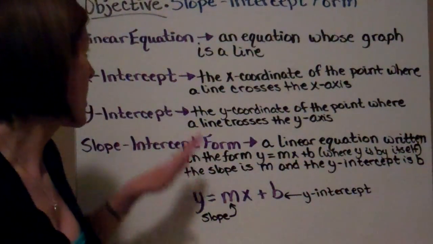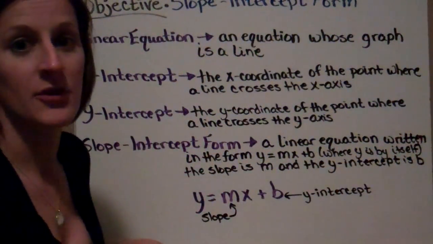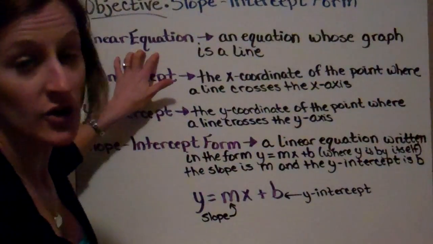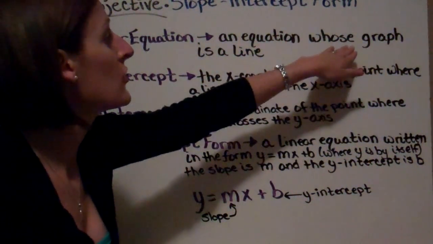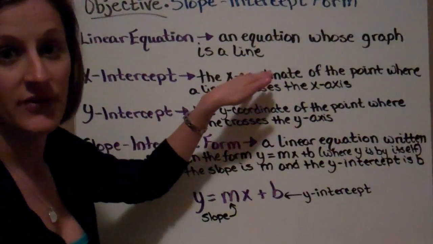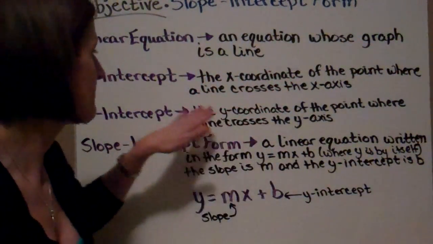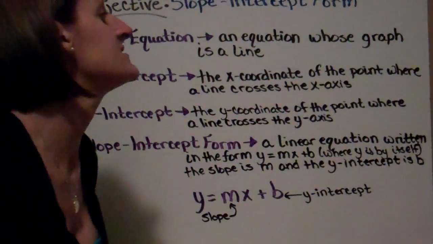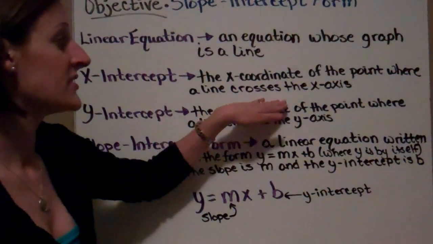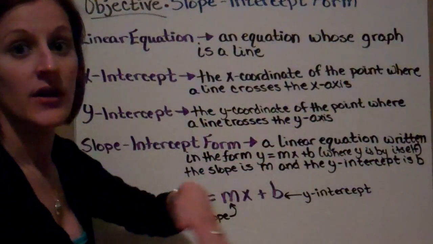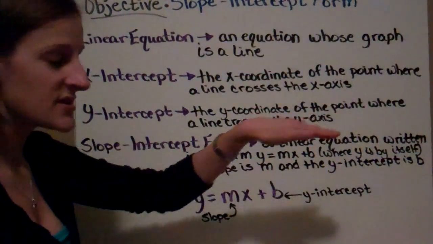Slope-intercept form. Alright, first when looking at slope-intercept form, we need to look at what a linear equation is. A linear equation is an equation whose graph is a perfect line, so it's going to be a straight line. Now, the x-intercept is the coordinate of the point where this line crosses the x-axis. Okay, remember that is the one that goes horizontal.